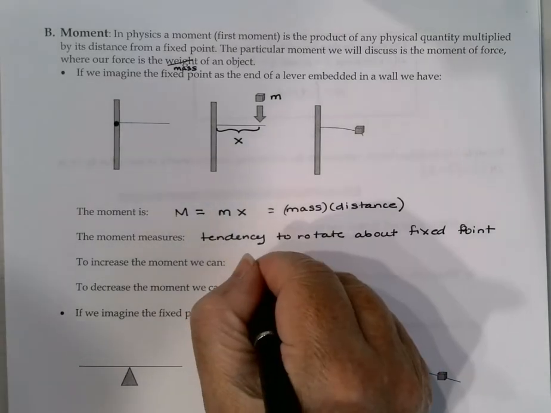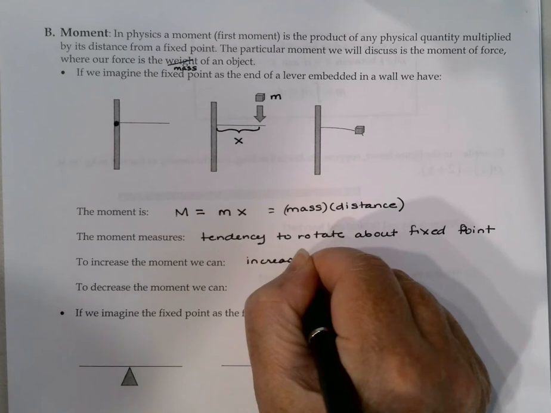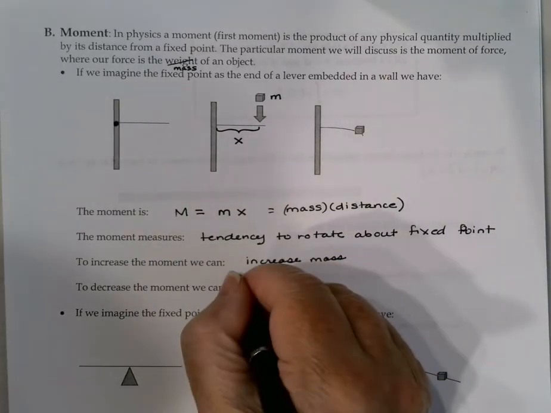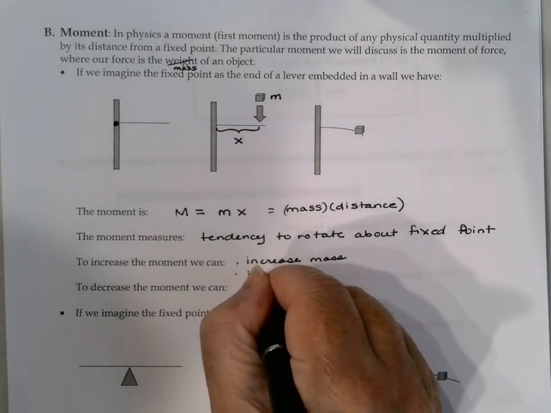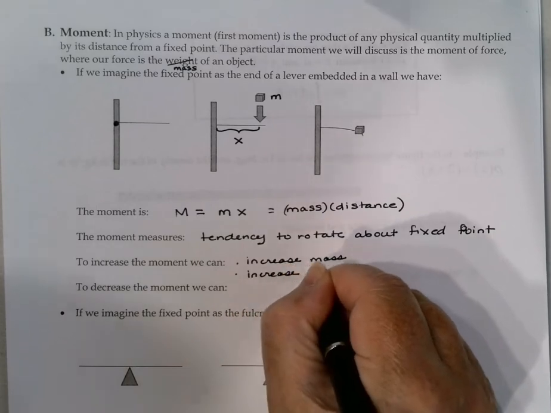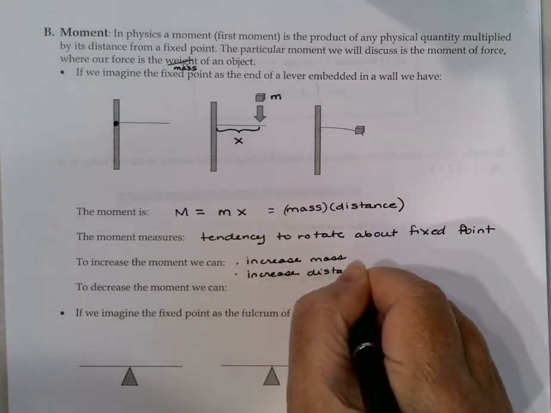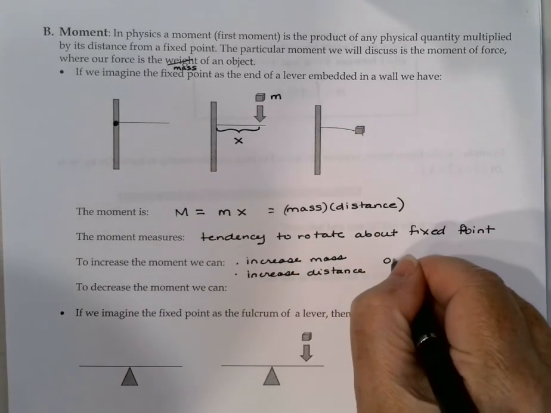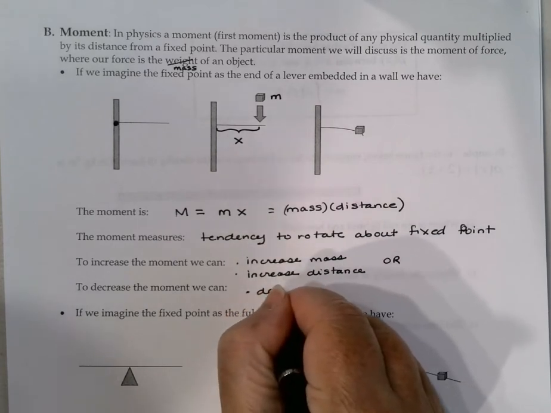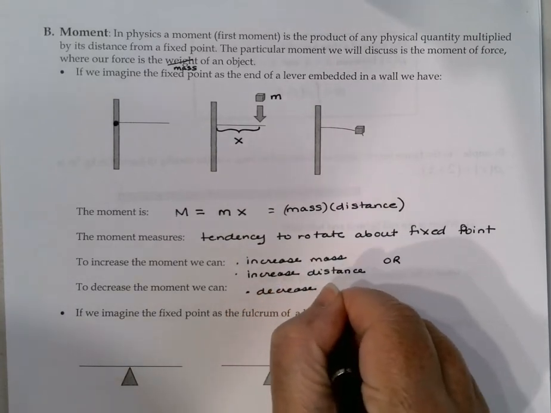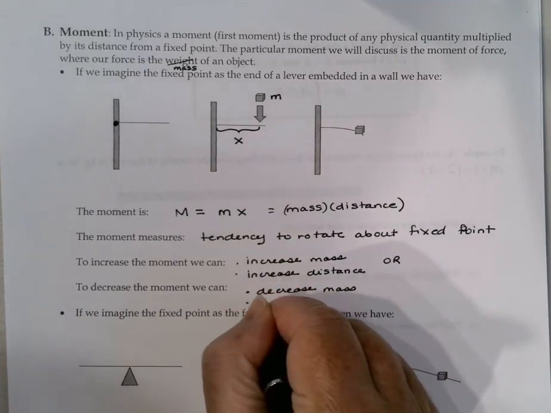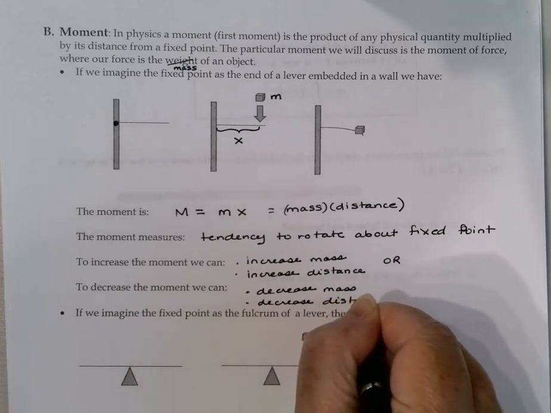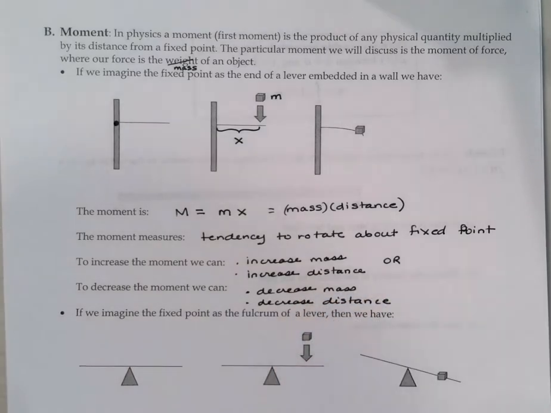So we can either increase the mass or we can increase the distance. And of course, to decrease, exactly the opposite. We could either use a lighter object so we can decrease the mass, or we could decrease the distance. Or both.